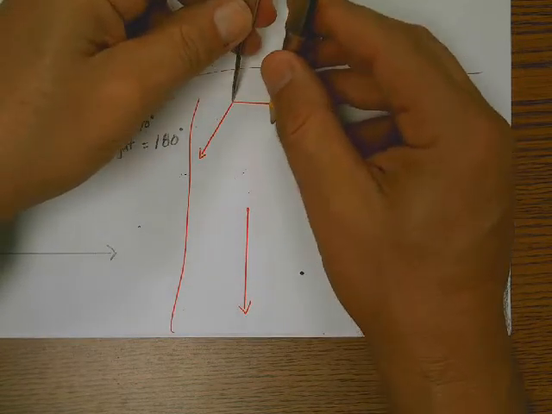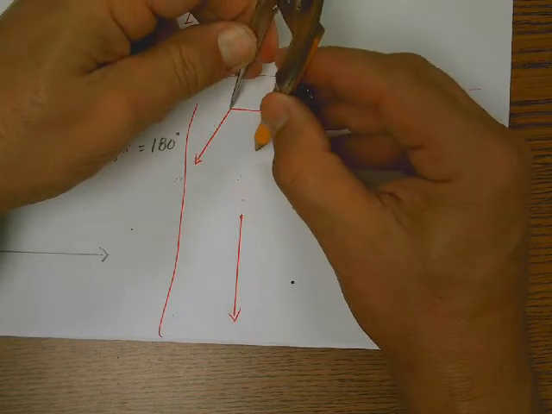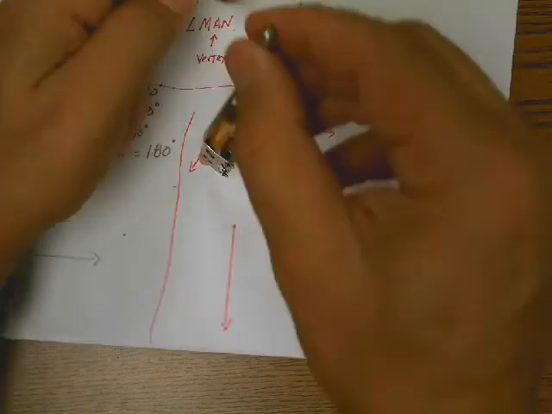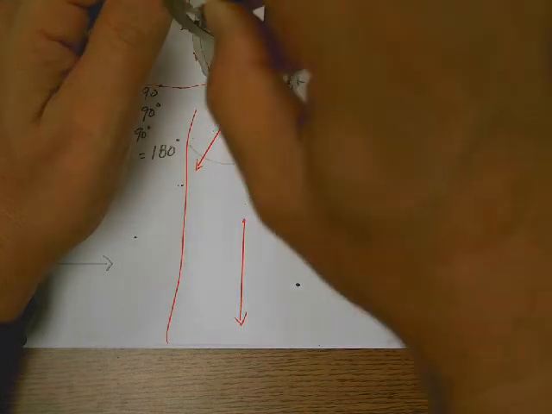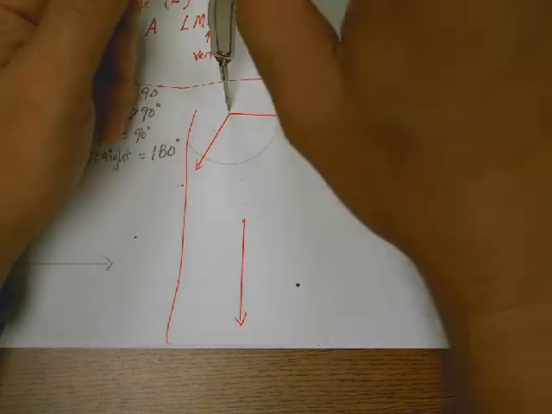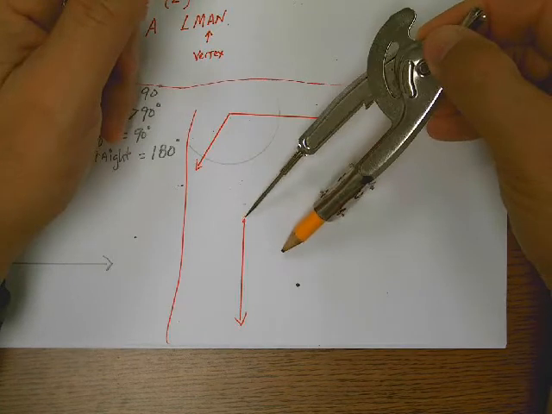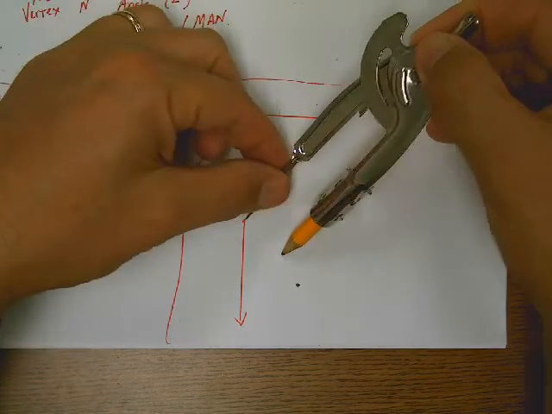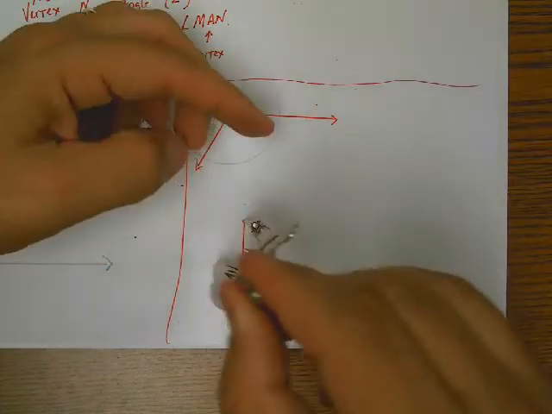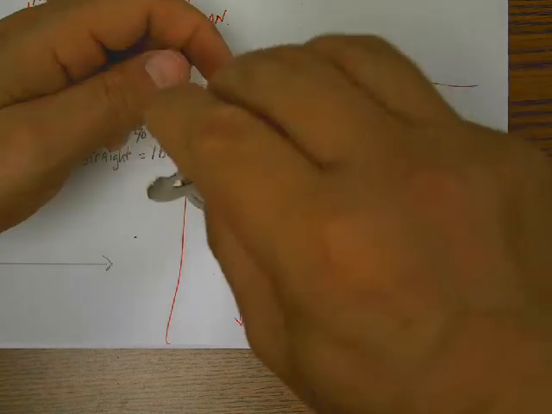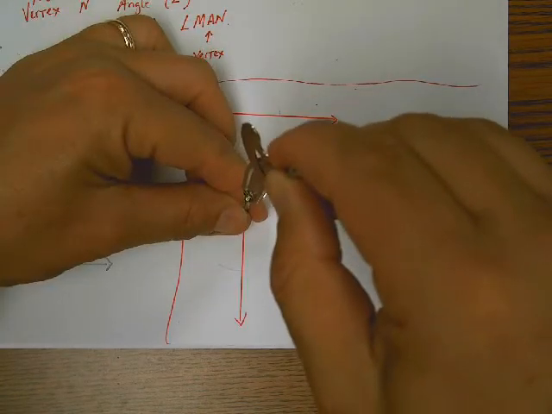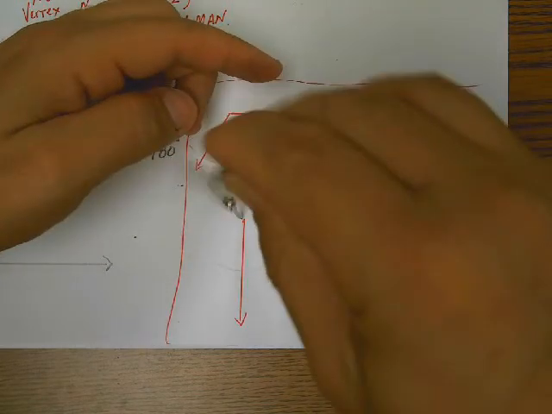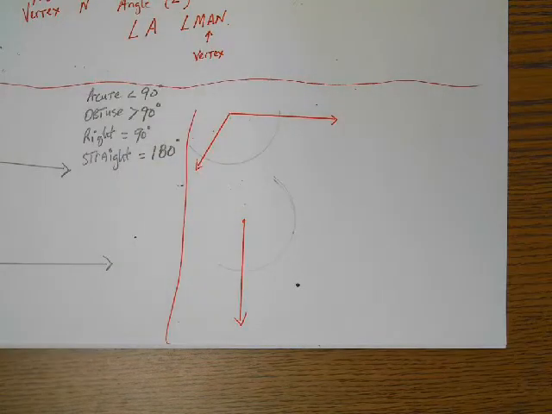So I go to the vertex. Any width on my compass doesn't matter. I'm going to go a little wider for no reason, just because I can. Make a big arc. Keep that compass the same. Go down to the end point now and make another big arc. I went to the two arcs.